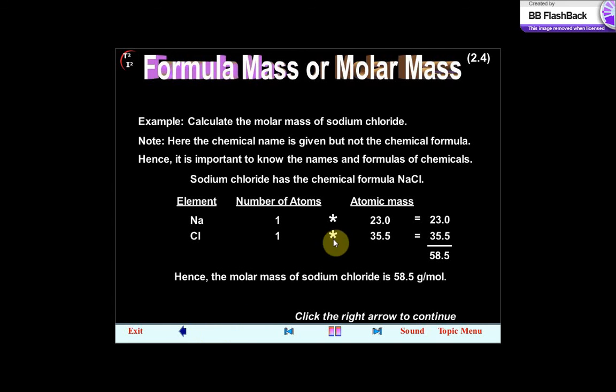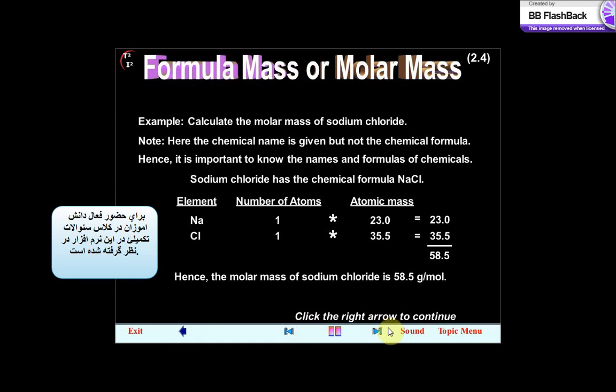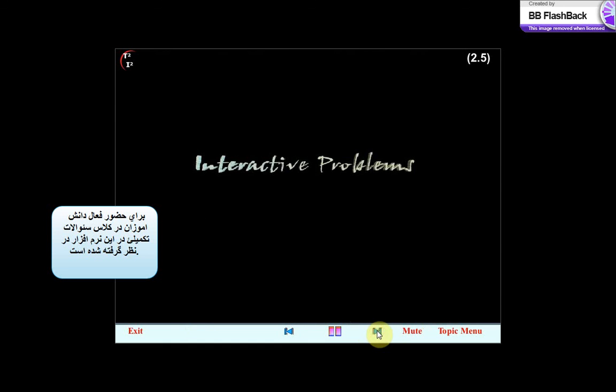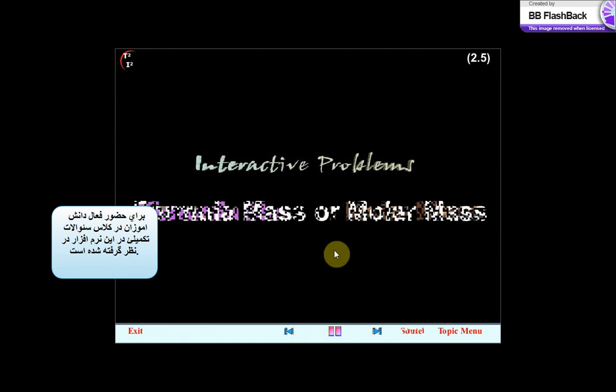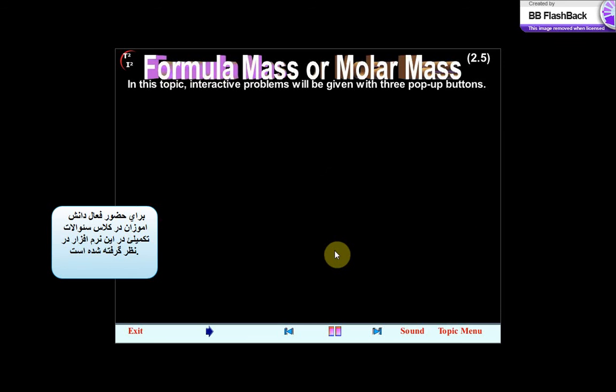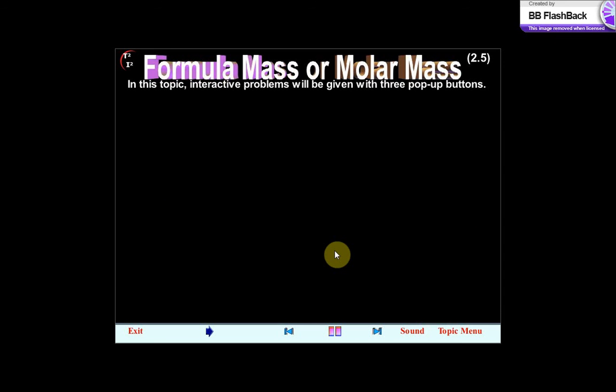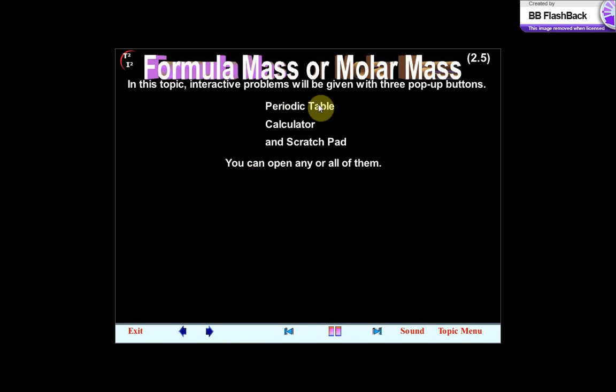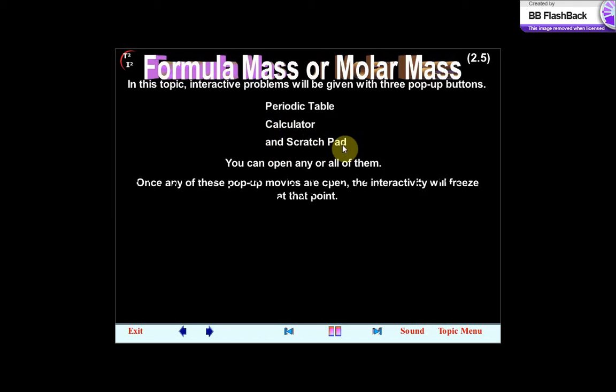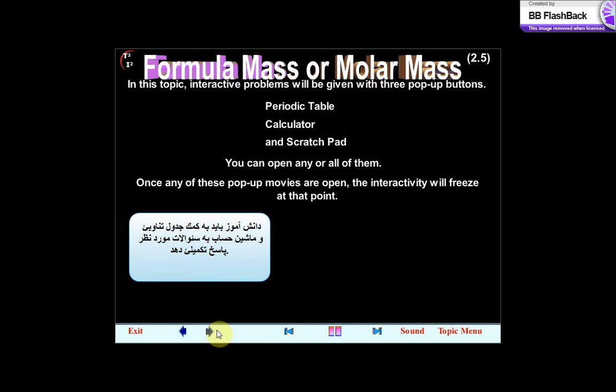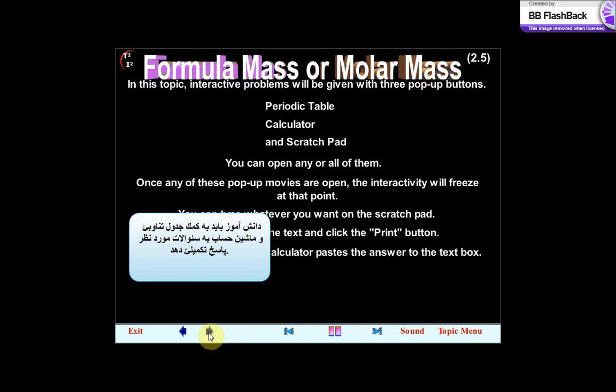When you're done with the lesson, it says click the right arrow to continue. When you click on the right arrow, after each lesson it takes you to interactive problems. What is special about interactive problems is that it will not move until you fill in the blanks. You should ask your students to answer and then move on. In the beginning, it tells you that in this interactive problem, you can use the periodic table, calculator, and scratch pad, and all other things that are necessary.